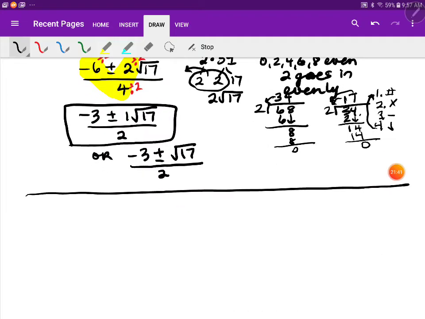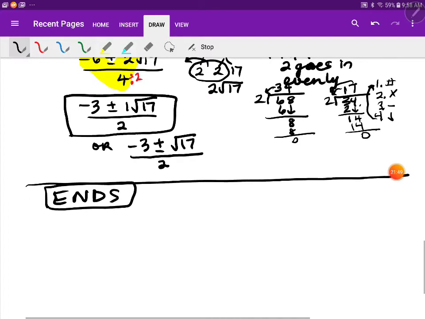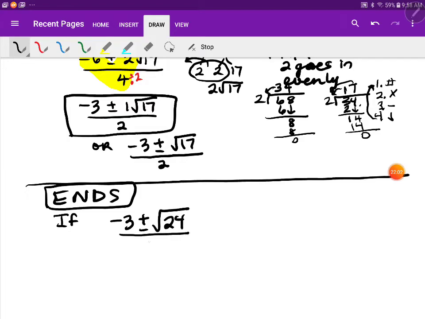Okay, so I want to show you the possible ends. I call them the ends, so that instead of doing the whole quadratic formula, we're just looking at the end part. So what if at the very last step, you had -3 plus or minus the square root of 24 divided by 4. Is that okay to leave it like that? And my answer would be no. We'll call this example 4.